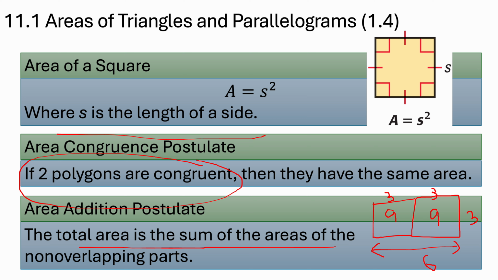So the total area of any shape is the sum of areas of non-overlapping parts. If they are overlapping, then you have to take the overlapping part only once. So that's the area addition postulate.